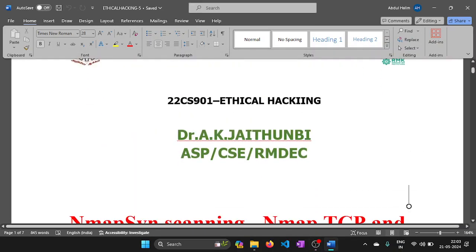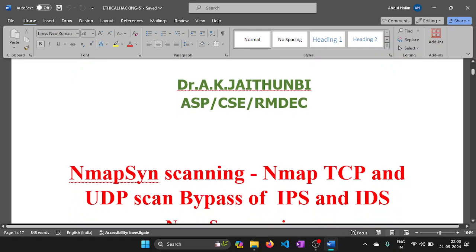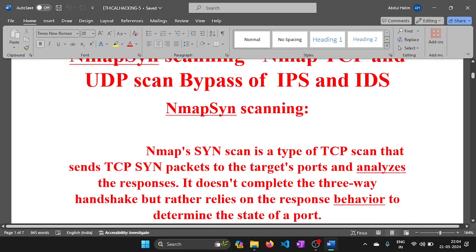Good morning, students. Today, let us see Nmap scanning, that is Nmap TCP and UDP scan bypass of IPS and IDS. Right. So, first, let us see Nmap SYN scanning.